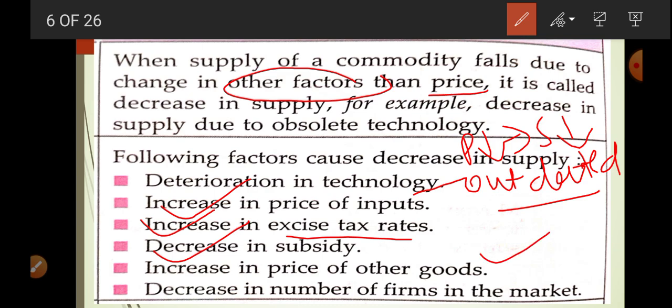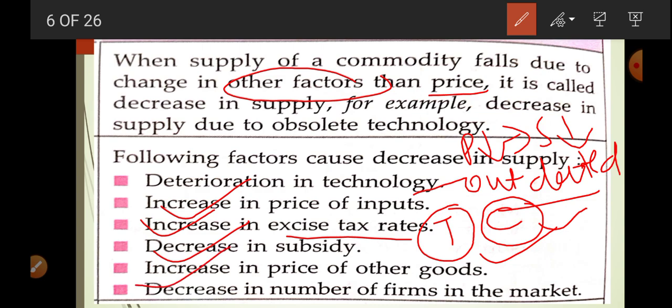Increase in the price of other products. Like there are two products, tea and coffee. If a farmer is producing tea but finds that the price of coffee is increasing day by day, he is going to switch and cultivate coffee. Why? Because if the price of coffee is increasing, it means profit is increasing.